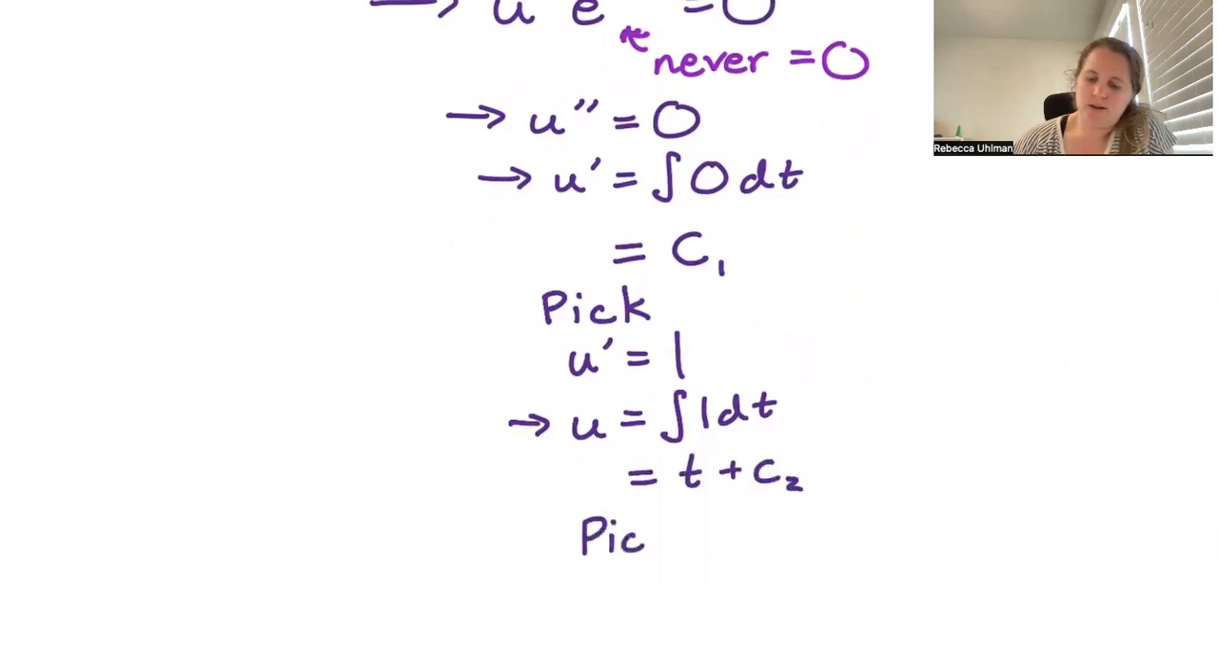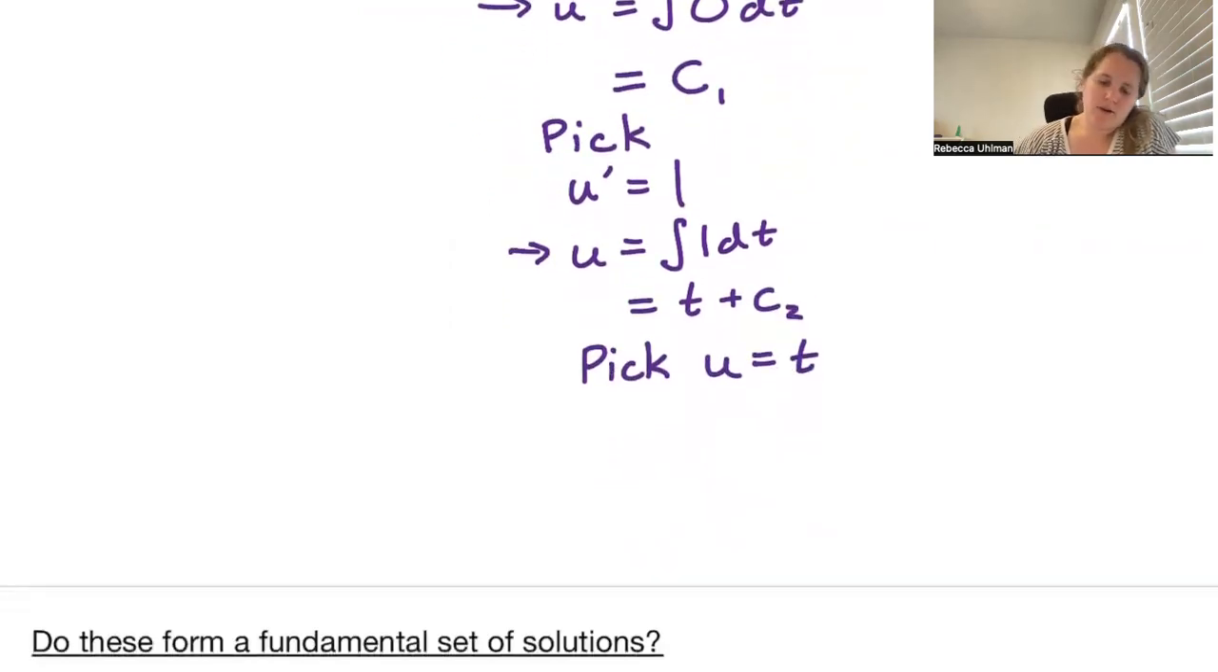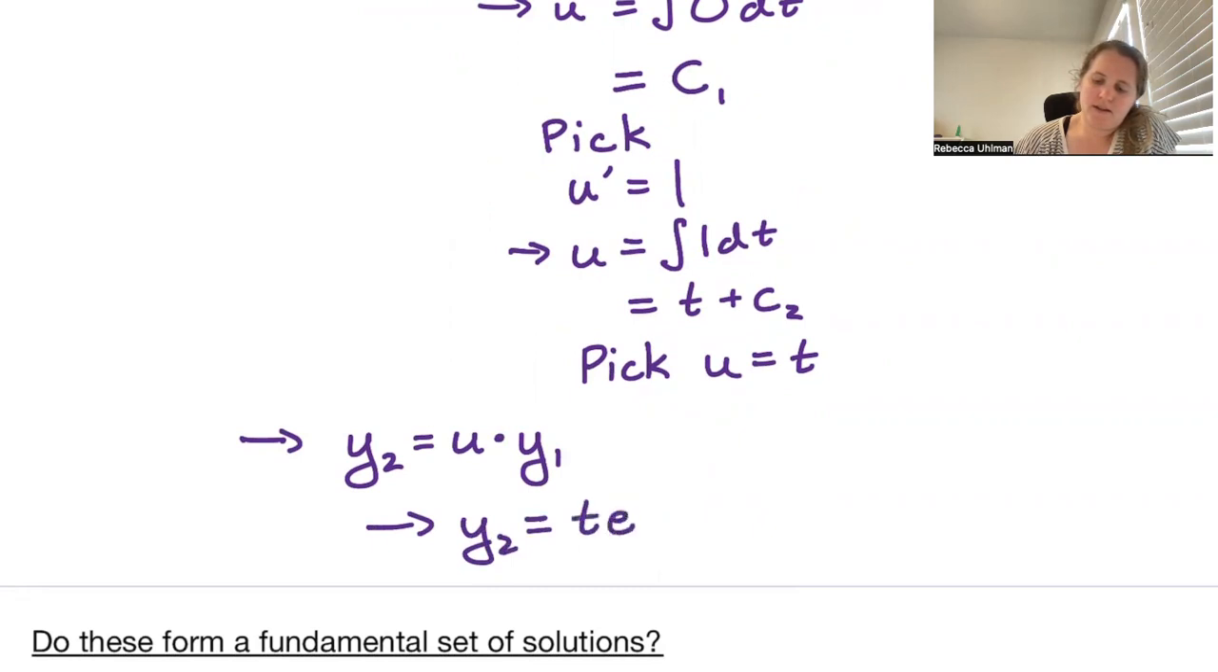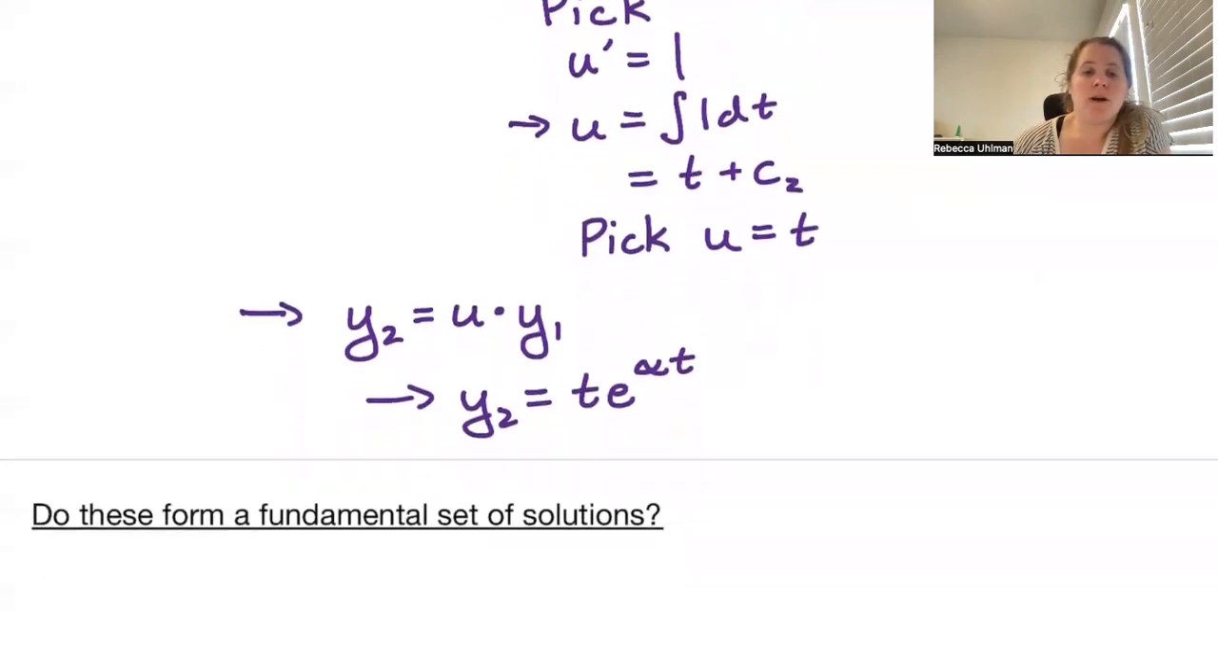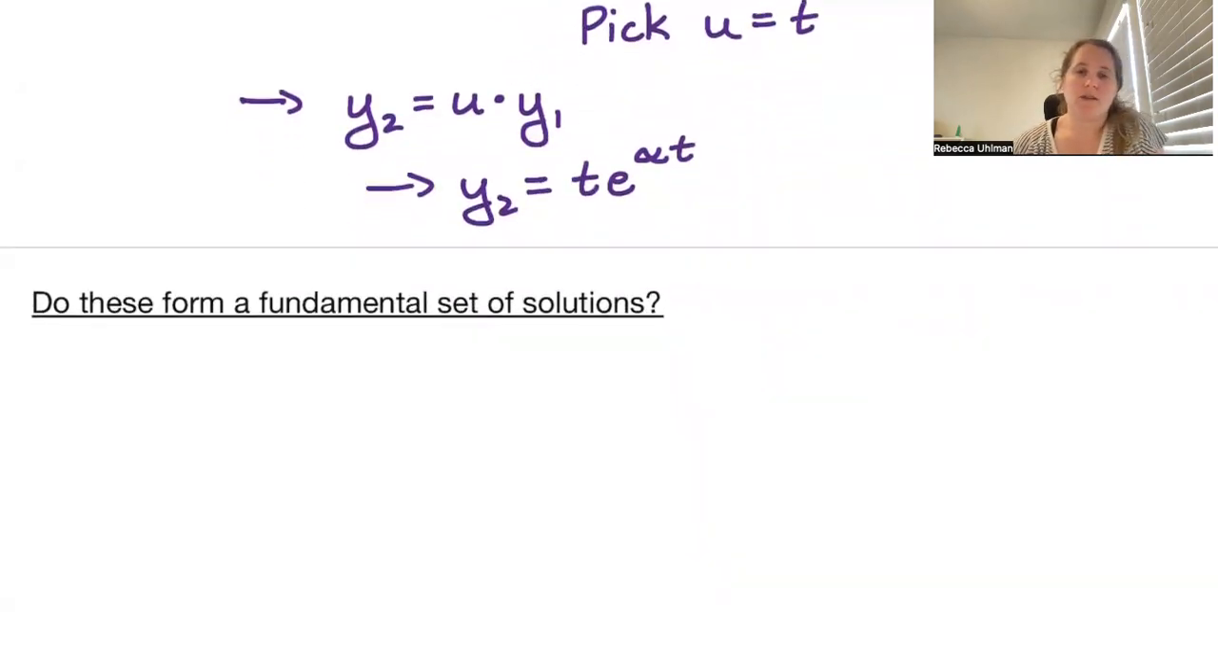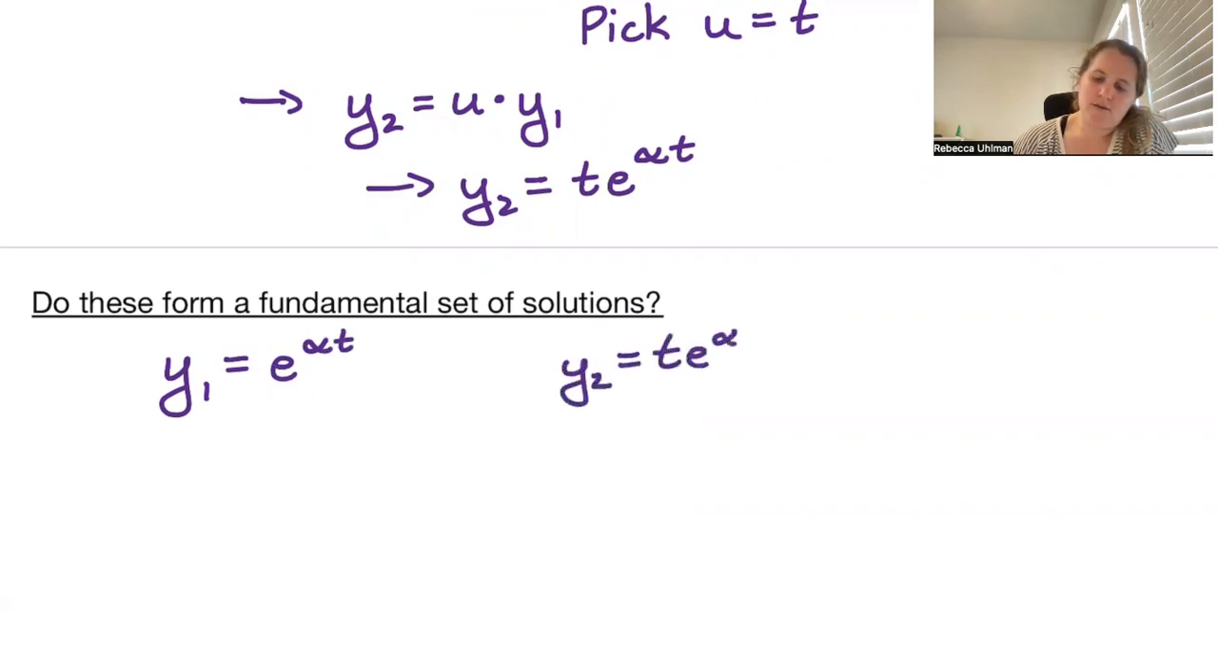And we will go ahead and pick u equals t. Then we have that our y2 was u times y1. And so we get y2 is t e to the alpha t. So our question now is, do our y1 and y2 form a fundamental set of solutions? So our y1 was e to the alpha t. Our y2 is t e to the alpha t.